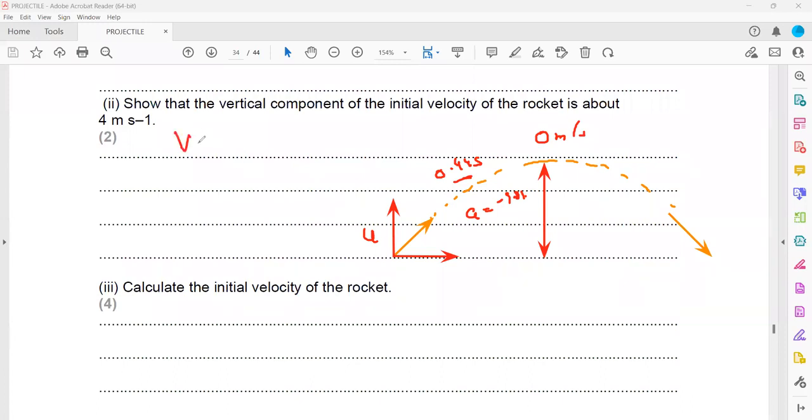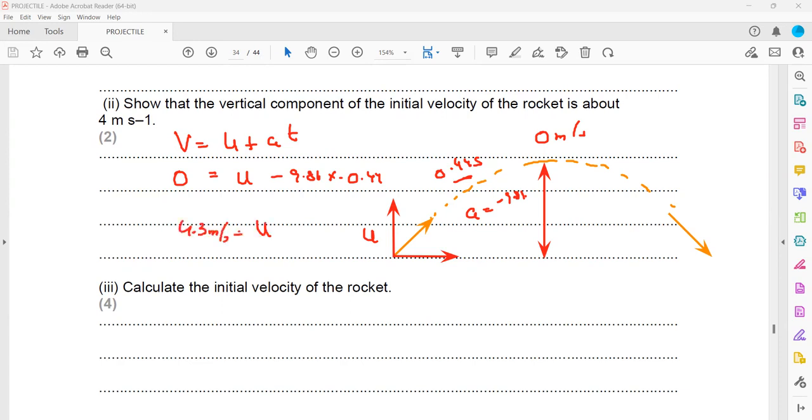So we use this equation, v equals u plus at. The final is 0. Initial is what we are finding, acceleration 9.81, and time is 0.44 seconds. The reason I did not take the full time is that the total time of the flight was 0.88 seconds, so half will be 0.44 seconds. It is minus because it's decelerating, so this will be negative. Moving this to the other side, 9.81 times 0.44 is the vertical component of the velocity, which is 4.3 meters per second.